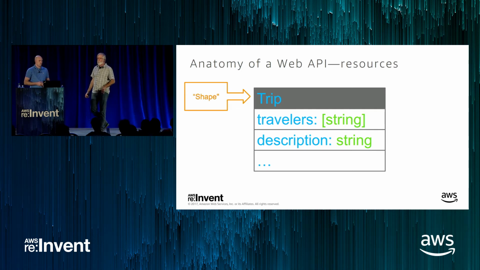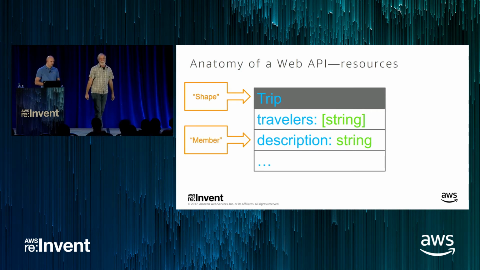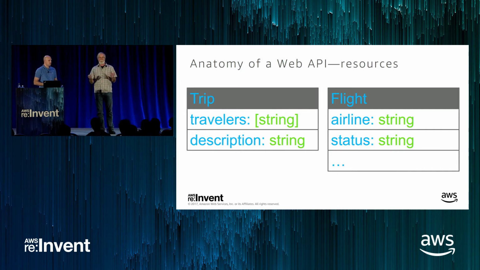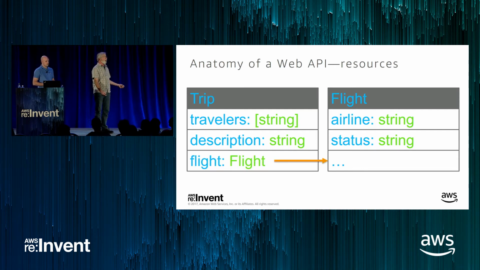And so we refer to the data structures that go back and forth in our API as shapes, and those shapes have members. And a service might manage multiple resources. So here's a flight that goes along with the trip, and those resources are often related in some way. So here's a containment relationship. So that's sort of the nouns of our service, what the service is, what the API is managing.